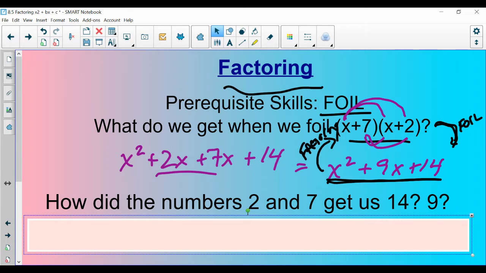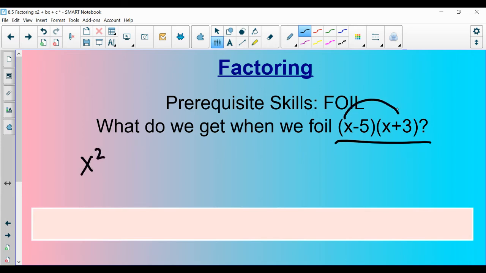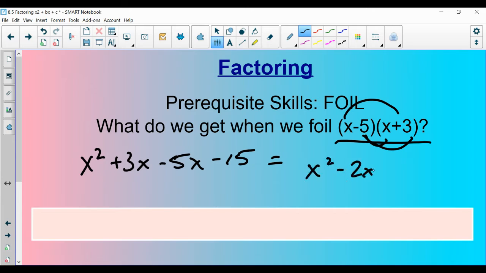Let's look at another example of this. Let's see if it still works. If I ask you to FOIL this, we should know how to do that really easily. First times first, x squared. Outside times outside gives us plus 3x. Inside times inside gives us minus 5x. And last times last gives us minus 15. We can combine some, and we get x squared minus 2x minus 15.